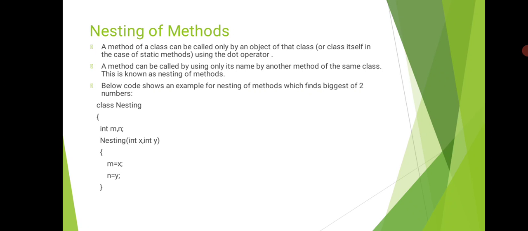So in the example we have a sum method which is called by its name itself, without using an object name and dot operator, inside a display method. Display and sum are both member methods of the same class. So sum is the method which is called inside the display method without using an object name and dot operator.